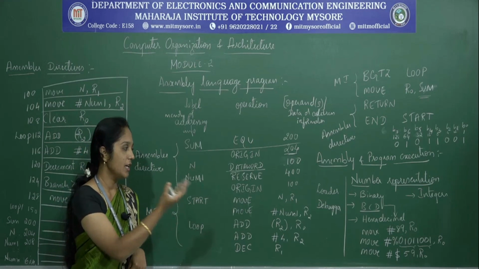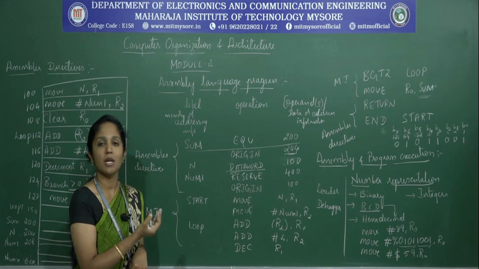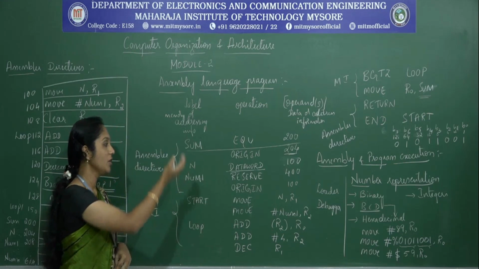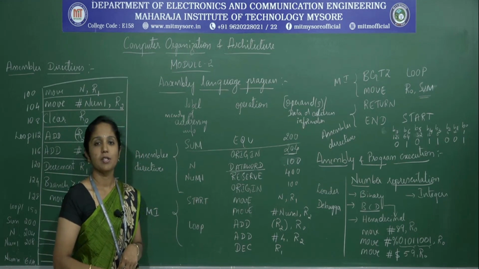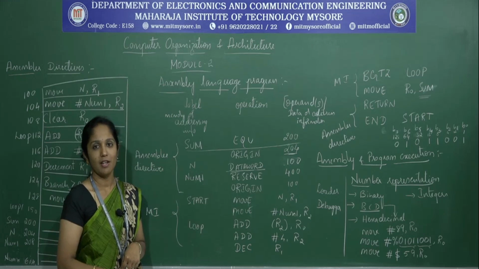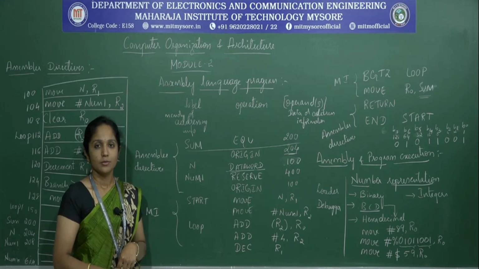So this is how we use numbers for conveying information in the assembler. You can make use of integers, binary or hexadecimal numbers when you want to represent numbers in an assembly level language program.